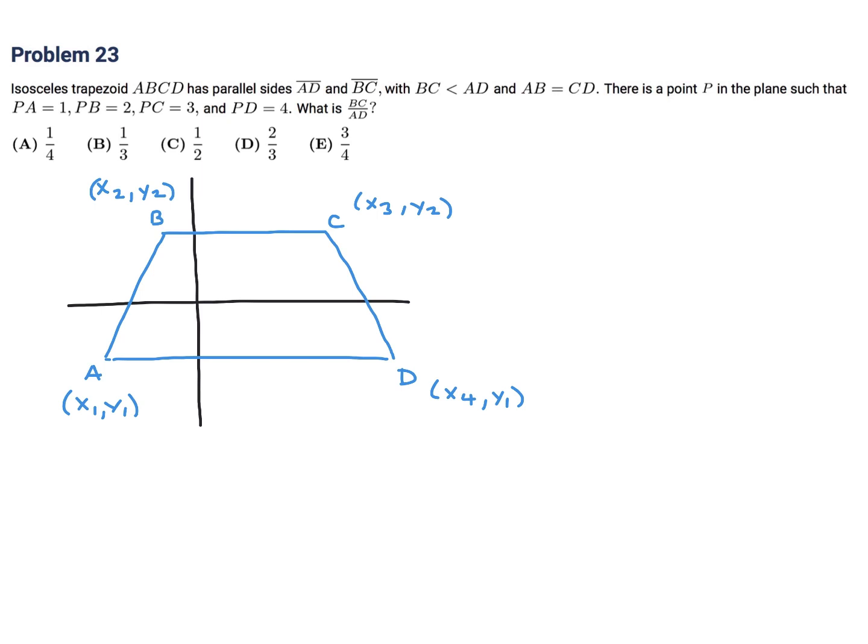And they tell me that those numbers are, what are they? PA is 1, PB is 2, PC is 3, and PD is 4. Okay. All right, so pretty decent diagram, not drawn exactly to scale, but it's okay. And we eventually want to figure out BC over AD, okay?